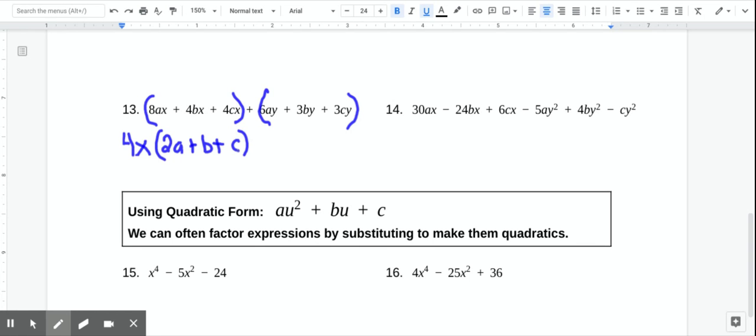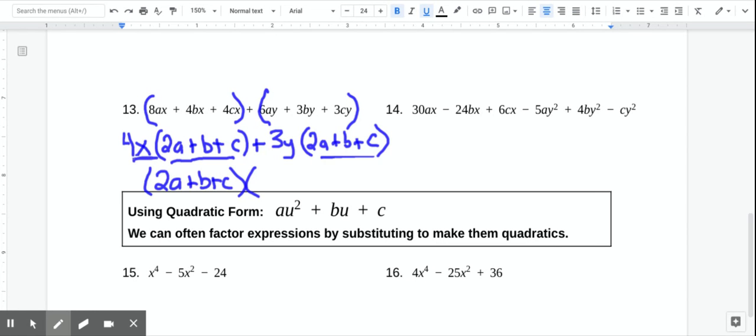Now we're going to go to the second group and see what we can factor out of that. It looks like we can factor out a 3y, and that will leave me with 2a plus b plus c. Factoring by grouping only works if these two things are the same, which they are. So now we're going to factor that out, 2a plus b plus c, and then your other factor is what's left over, 4x plus 3y.